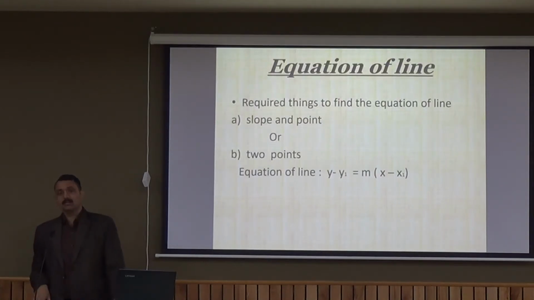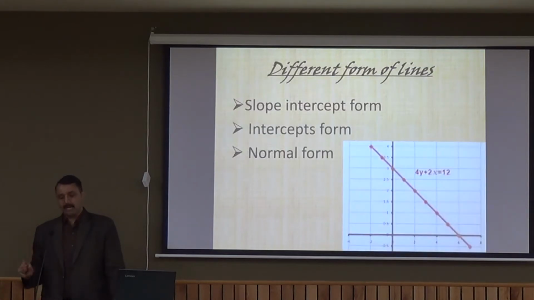So now we are coming to the equation of line. You can find the equation of line if you have two things. Either we should have a slope and a point, or we should have 2 points. Because without these two things, you will not be able to find the equation of line. Equation of line: y minus y1 is equal to m times (x minus x1), where (x1, y1) is the point on the line and m is the slope of the line.